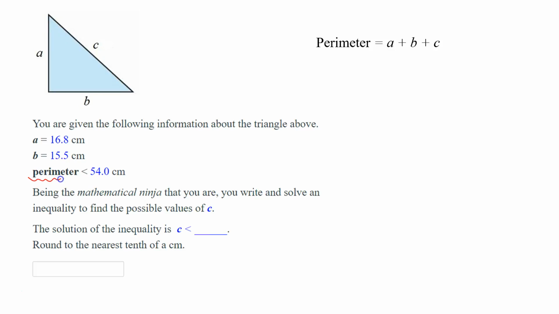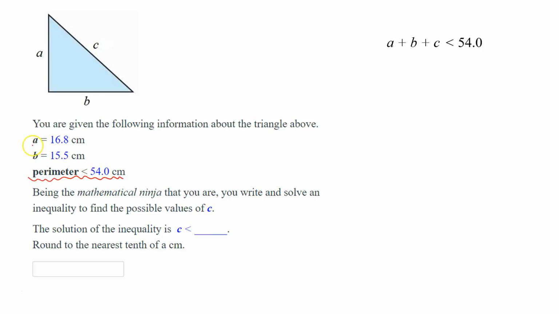But remember right here, we know that the perimeter is less than 54. So that means that A plus B plus C, which is the perimeter, is less than 54. So we got this neat little inequality here. Well, what else do we know?